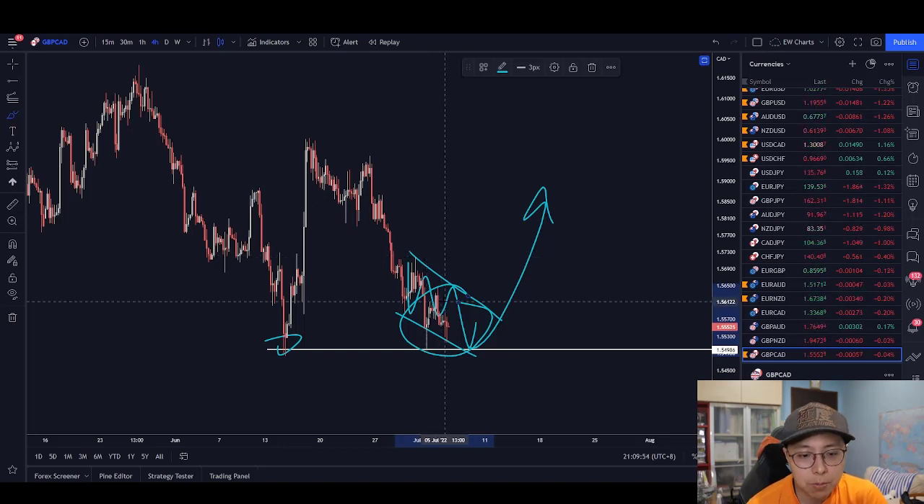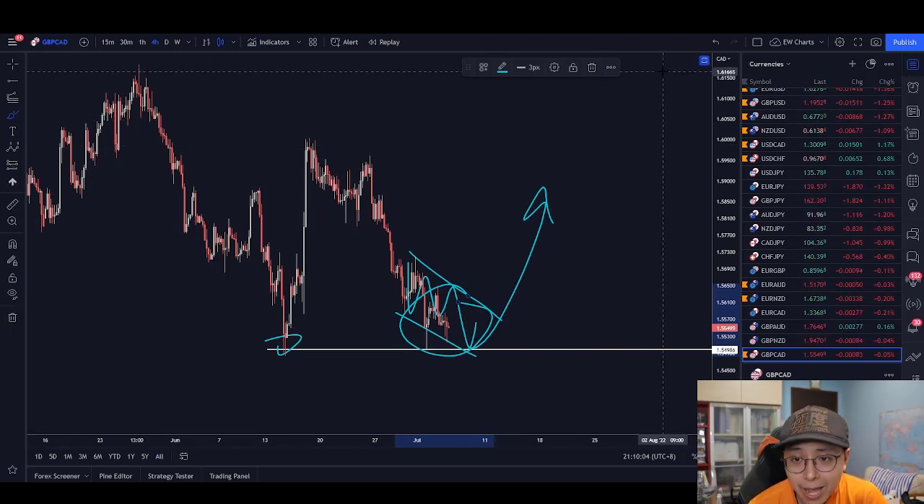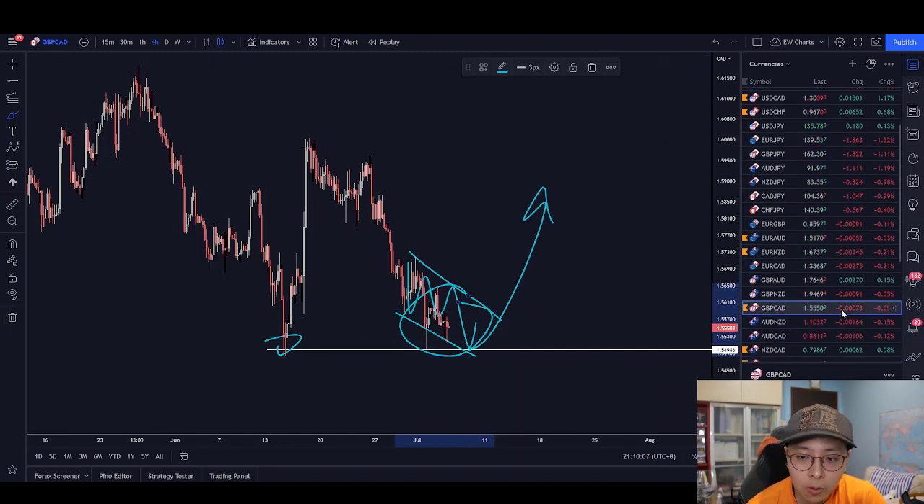Within the next couple of days, if it's gonna turn out as a pattern that we can trade, it's gonna happen within these 2 days, Wednesday and Thursday. So pound cad, do keep an eye on it as well. So you have the euro kiwi, and then you have the pound cad.